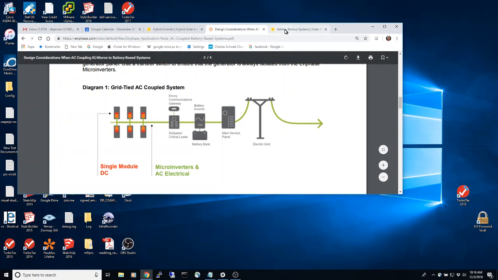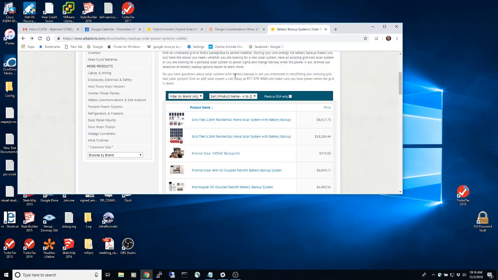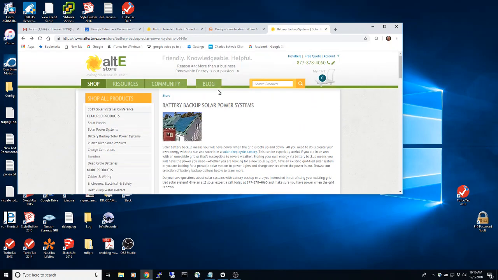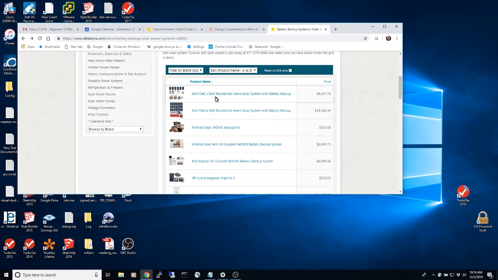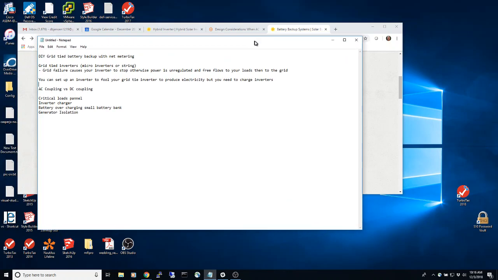And you can just see here's the Altice store. They have kits that already incorporate battery backup, but they're very expensive. I put together a system with almost twice the wattage for half this price. So it's probably not something for most people to deal with.